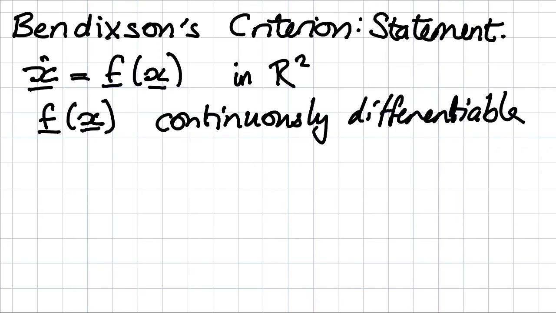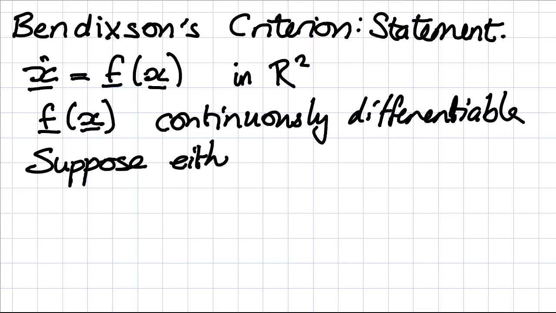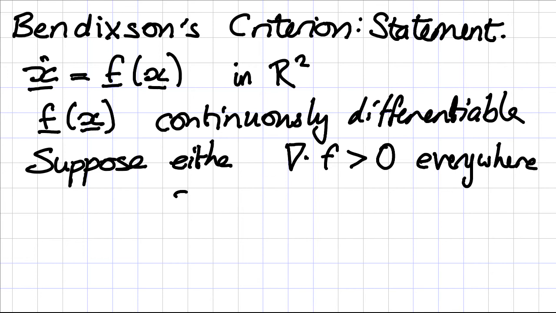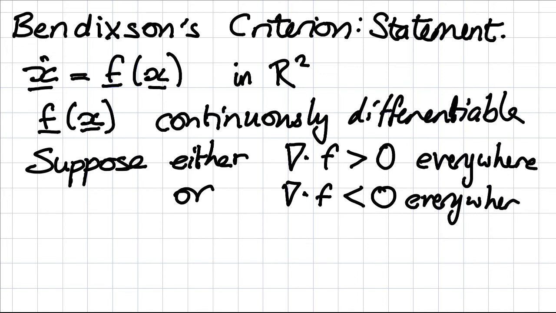Then suppose that either divergence of f is positive everywhere, or divergence of f is negative everywhere. In other words, if divergence is not zero and has the same sign everywhere in R2, in that case, the system has no invariant simple closed curves.